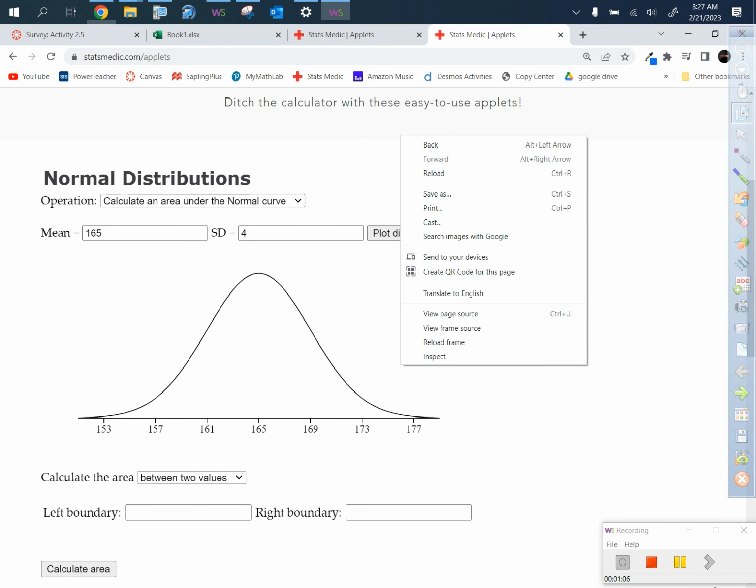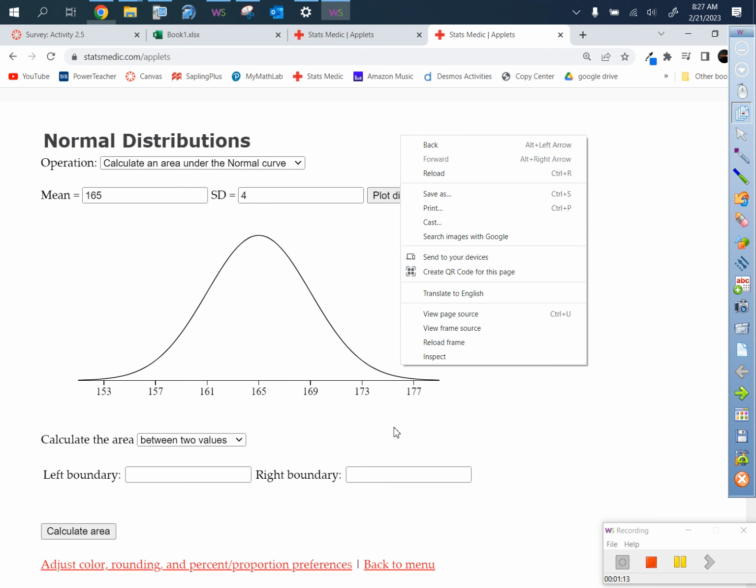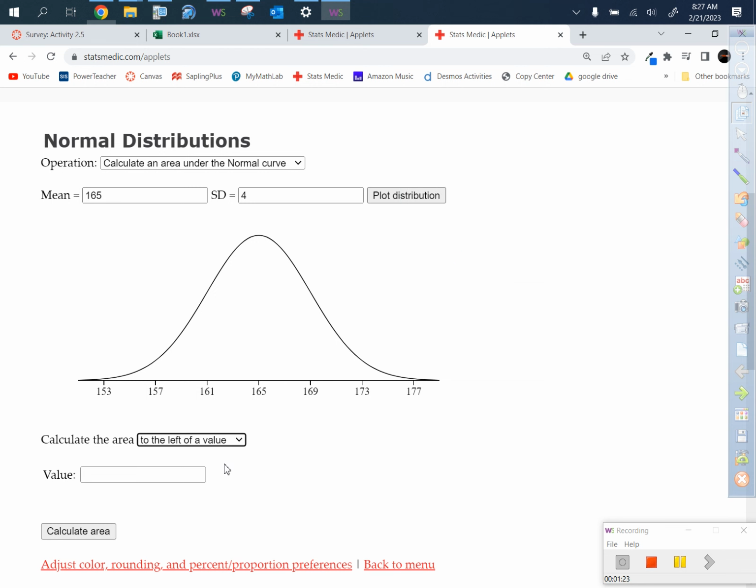And this question asks us in part A, it says Marta's driving one of these cars and spots an accident 170 feet in front of her. It needs to make an emergency stop. About what % of cars in this model would be able to make an emergency stop in less than 170 feet? So that means we need to calculate the value to the left of this guy and just type in 170, and it will do it for us.